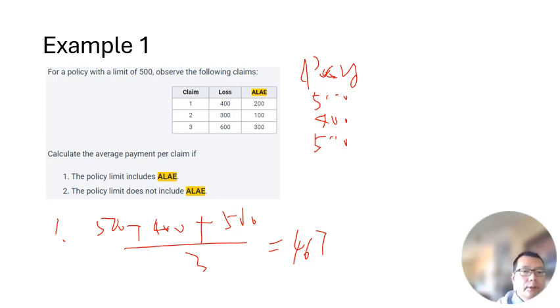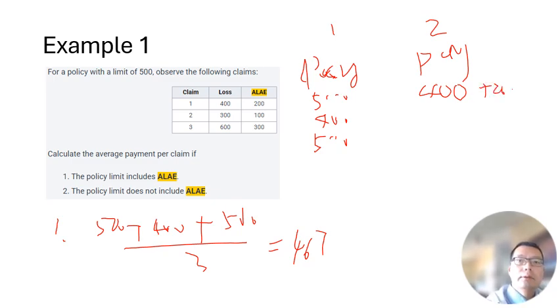This is the average payment per claim. Now, the second question is asked if the policy limit does not include ALAE. In this case, the payment will be different. So the 500 limit, 400 loss, so it's 400 plus 200 equals 600. So it's saying that when we compare loss to limit, we only use loss to compare to the limit.